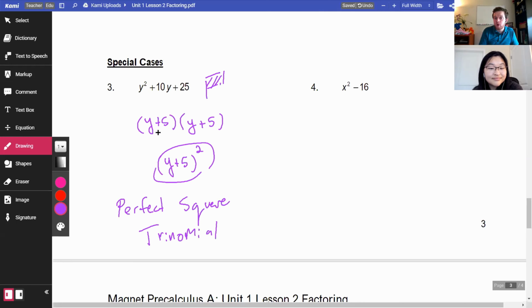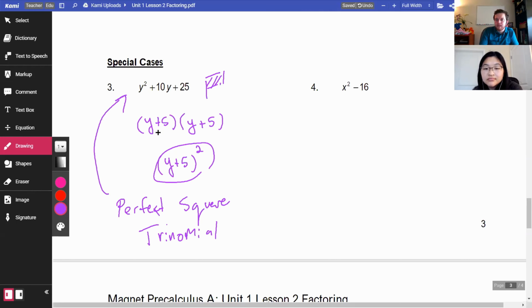Right? The perfect square trinomial is this thing, not the final answer, but the original problem. Tri, meaning there are 3 terms in this expression, and perfect square, meaning when factored, you can write it as the square of a single expression, y plus 5 squared. We call this a perfect square trinomial. Now let's look over here.